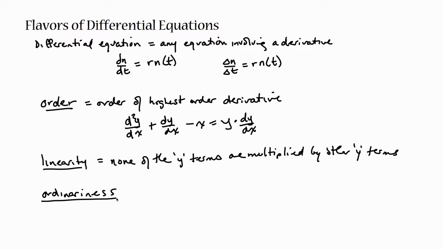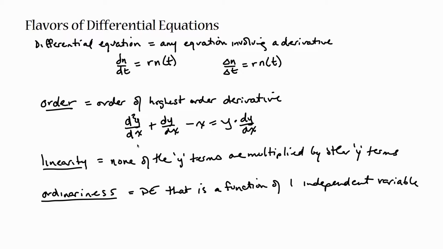Ordinariness is another thing we talk about with differential equations that I've always thought was kind of funny. An ordinary differential equation is a differential equation that is a function of one independent variable. So again, the one I wrote up here, that's an ordinary differential equation because all of the y terms are a function of just x. Most simple population models are going to be ordinary because population size is just a function of time.